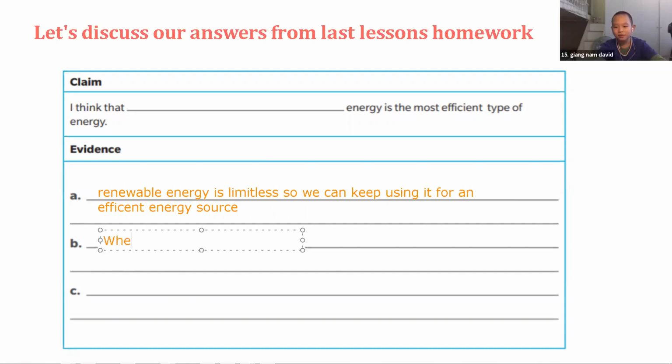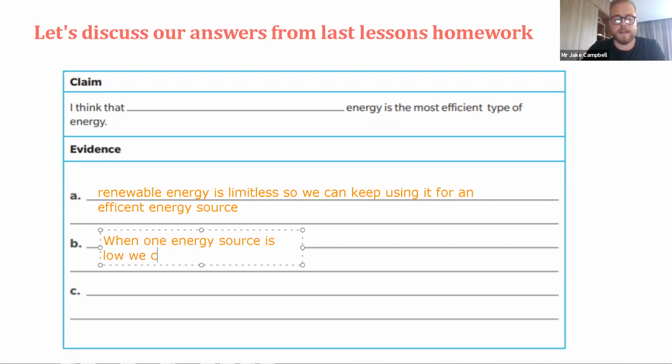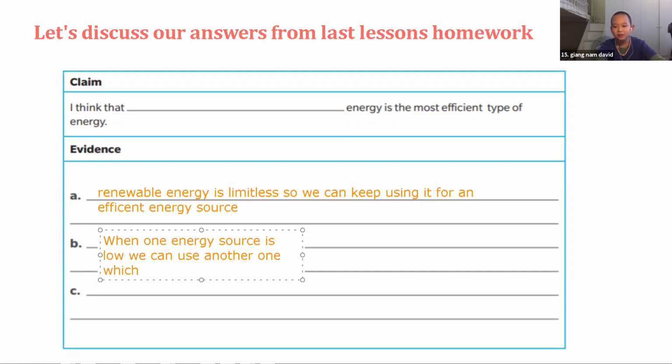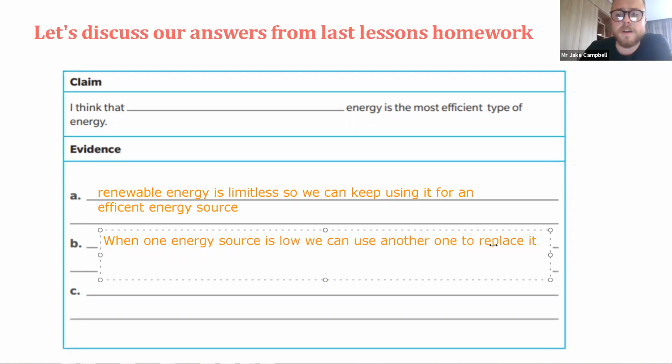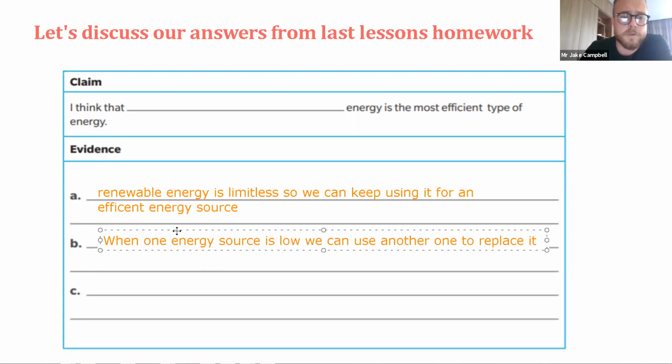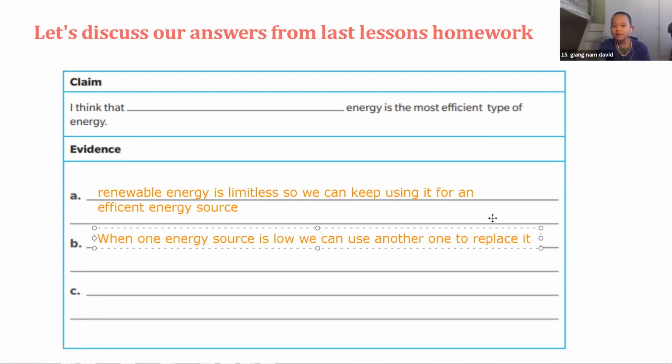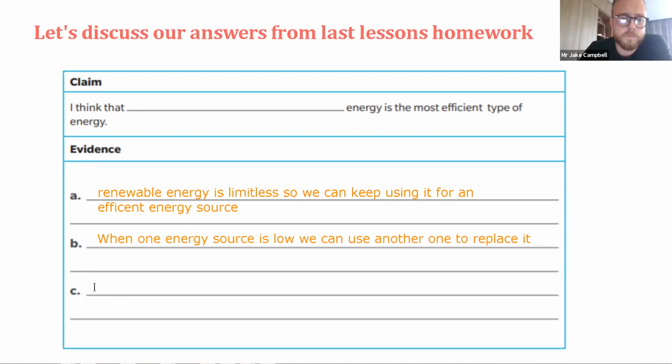Okay, evidence number two. When one energy source is low, we can use another one to replace it. Yes, we can jump between different ones. Think about seasons. If it's summer, we can rely on solar. When it's not, we can rely on something else. If it's fall, we can use wind. If the wind energy is low, then we can use the solar panel. Yeah, we mix it up. Mr. Jack, that fact I didn't find on the internet, but I just estimated.